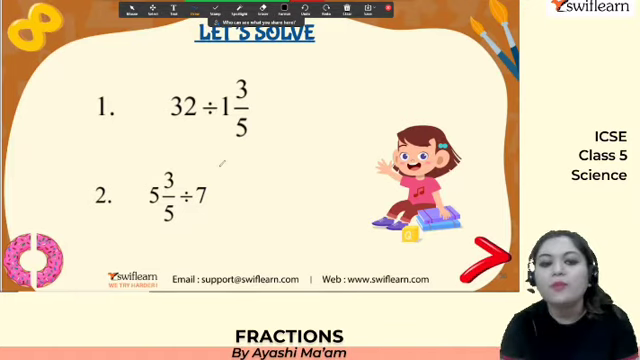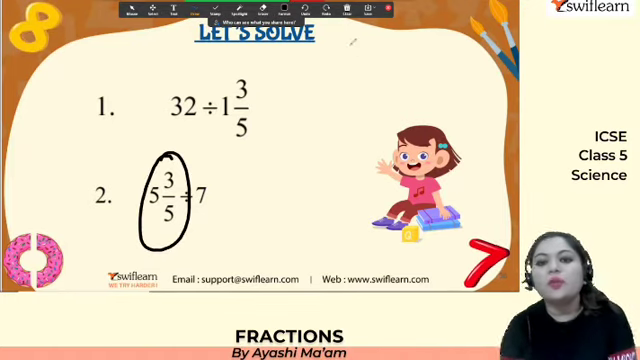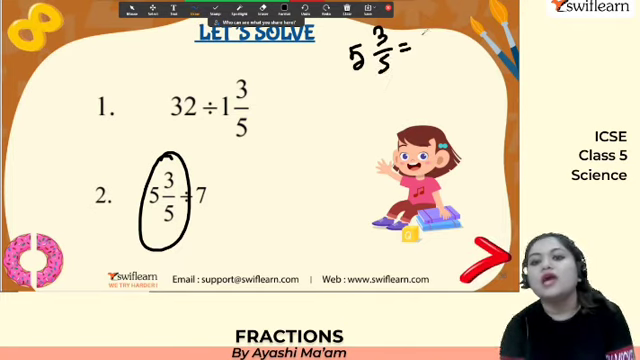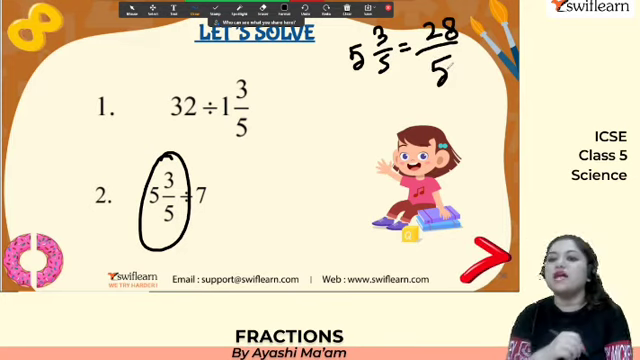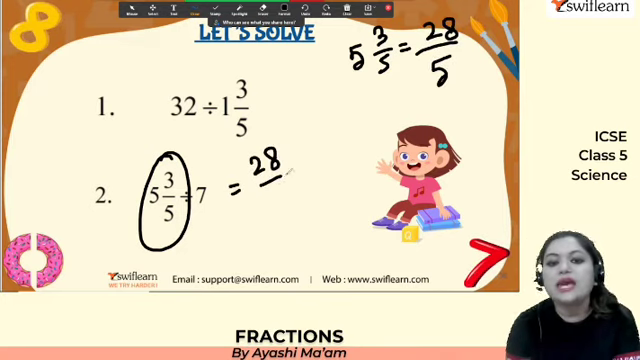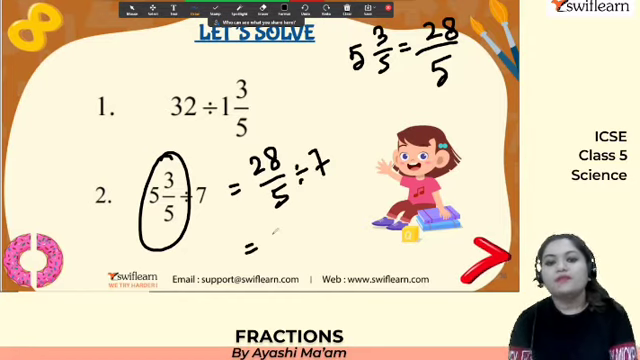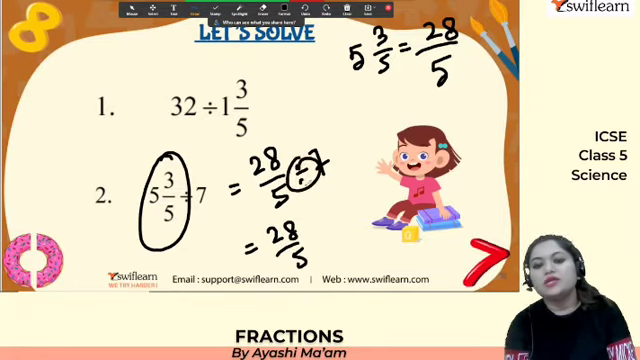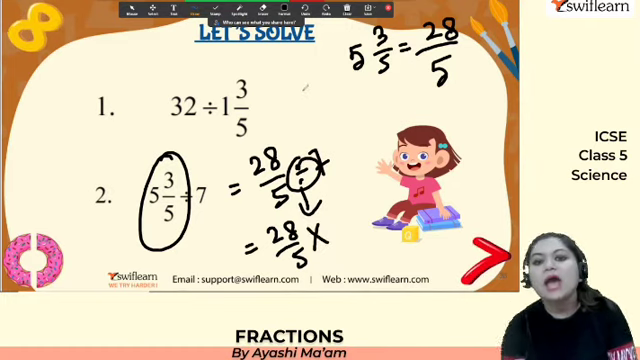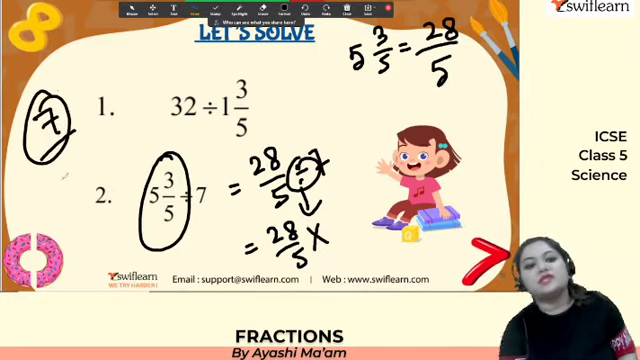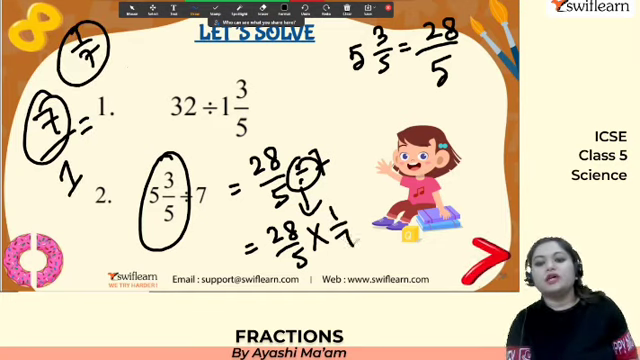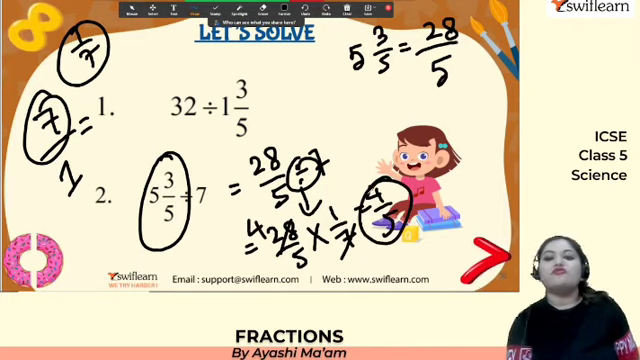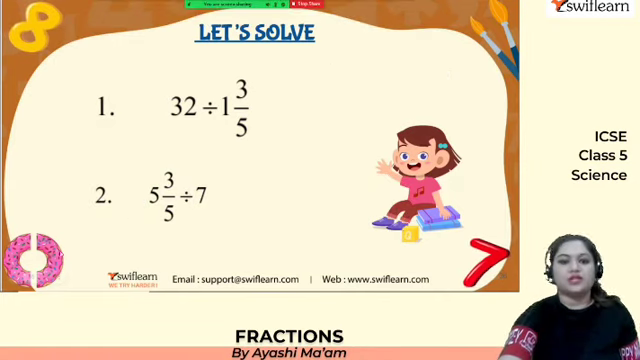Answer will be 20. Very, very easy. With practice, it will become really smooth. First, change it into an improper fraction. 5 whole 3 by 5 means what? 5 into 5 is 25. 25 plus 3 is 28. So 28 by 5, that's what we are getting. So we will get 28 by 5 divided by 7. That means 28 by 5, this will turn into multiplication sign. And what will be the reciprocal of 7? 7 means 7 by 1. Reciprocal of 7 will be 1 by 7. So simply write over here 1 by 7. And 7 times 4 is 28. So we are getting the answer as 4 by 5. This is the answer of the division.